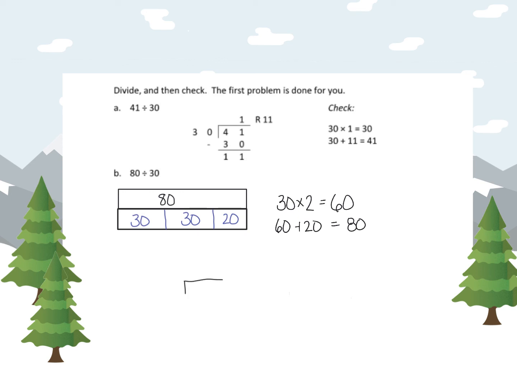So if we do the problem 80 divided by 30, we had 2. Bring that 60 down here with a remainder of 20. So our work checks out.